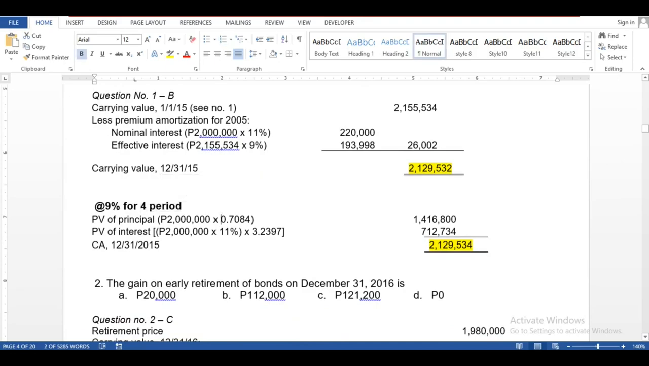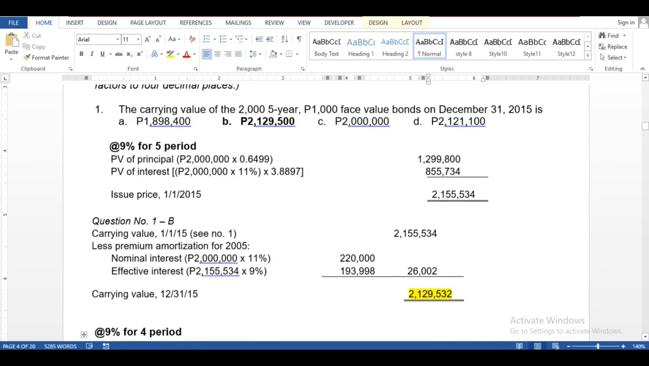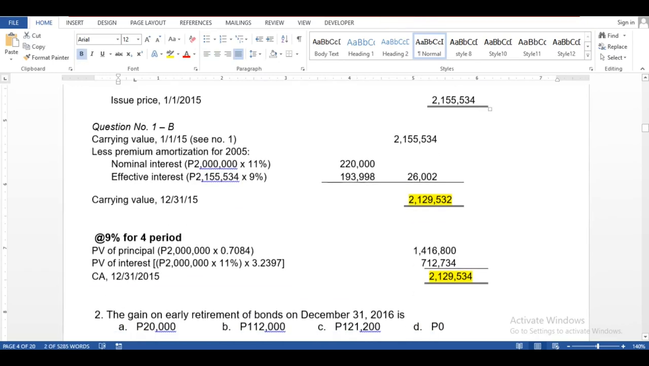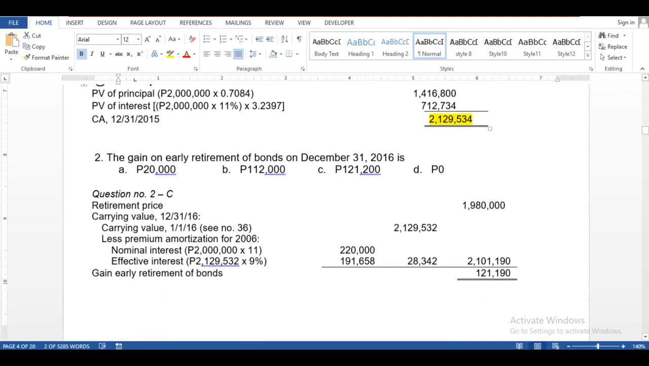You can actually compute this one. Then compute also this one. So you can arrive also with the same answer approximately. Pero meron changes sa amount sa mga last two digits, first digit lang pala. Kasi nga it's because of rounding off error. So approximately the answer for this one is 2,129,500. Okay? And then the second one here for number 2.